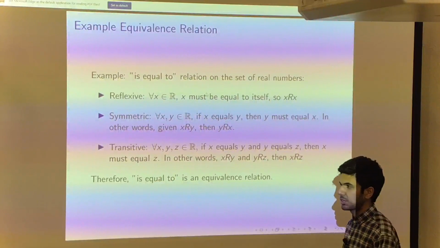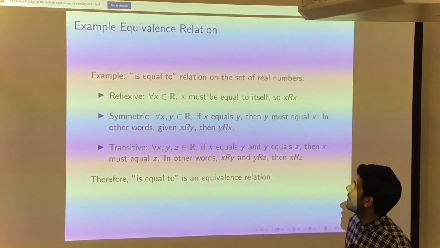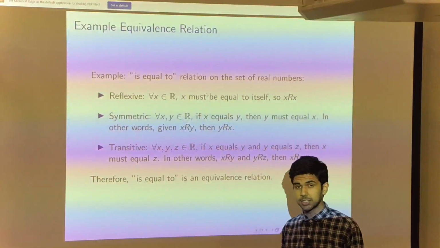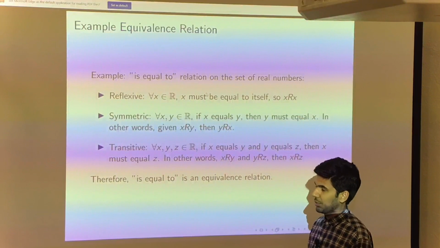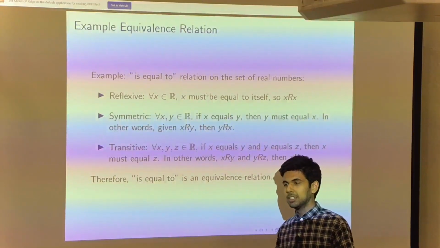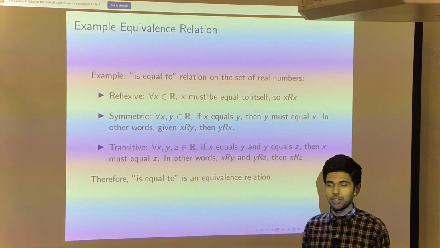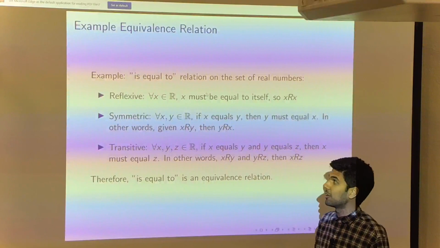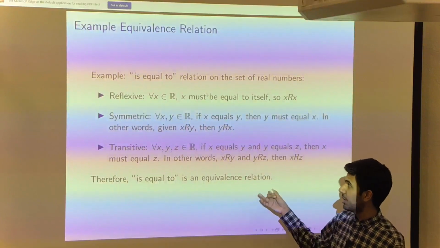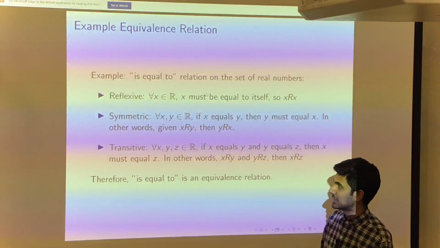So here's an example of an equivalence relation: is equal to. And we'll say that this is a relation on the set of real numbers. And we can prove that it's an equivalence relation by showing the three properties: reflexivity, symmetry, and transitivity. Reflexivity, pretty easy. We need to show that for all elements of our set, that element is related to itself. And sure enough, for all real numbers, X is equal to itself, so it's related to itself.